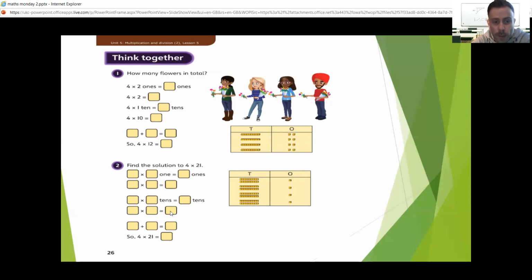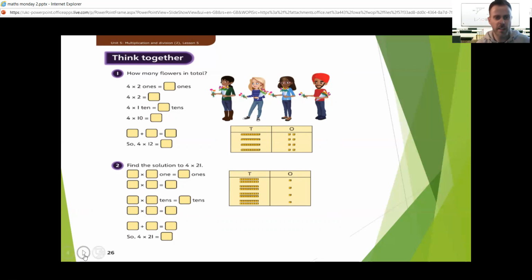So we've got 80. So let's add our two answers together. We've got 80. We've said that. Add how many ones? 4 ones. 80 add 4 equals 84. So 4 times 21 must equal 84.